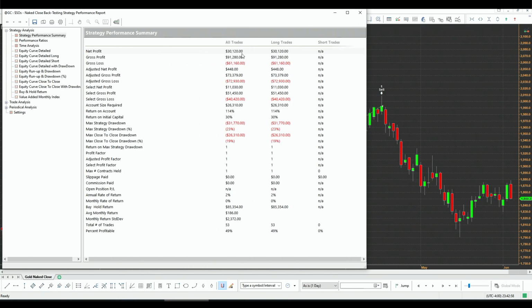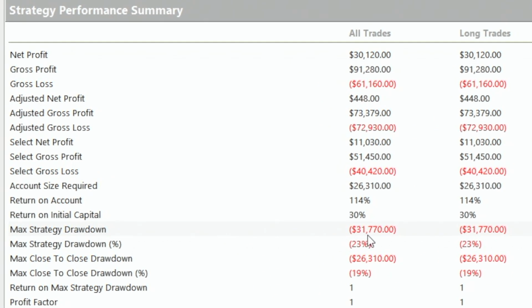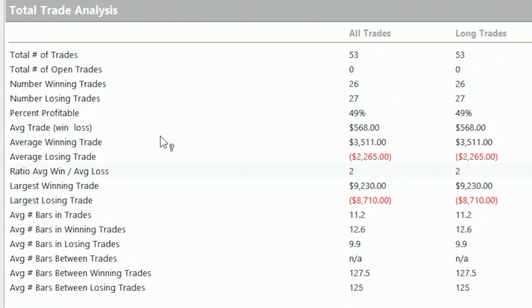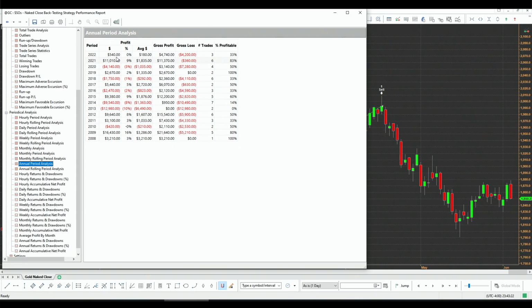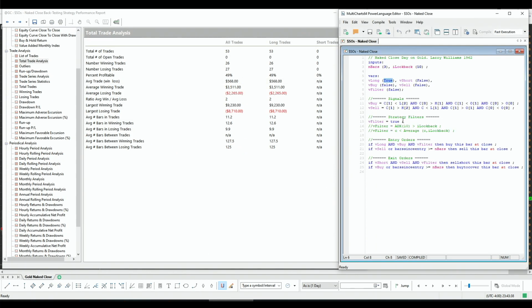So we are making $30,000 and we have a $31,000 drawdown. And how many trades do we have? We have only 53 trades, so that is not a lot of trades. The average trade is $568, which is more than enough to cover slippage and commission. Since 2008, 2013 and 14 were the worst years, which we haven't seen so far in the past decade. So now let's look at the short side.